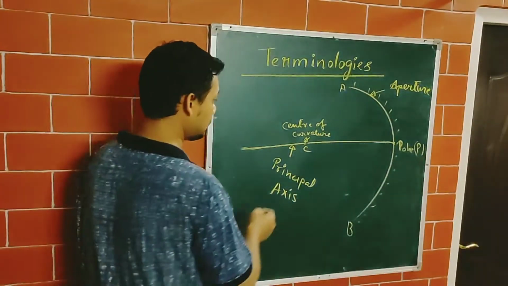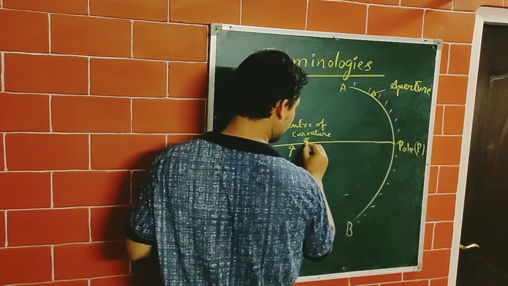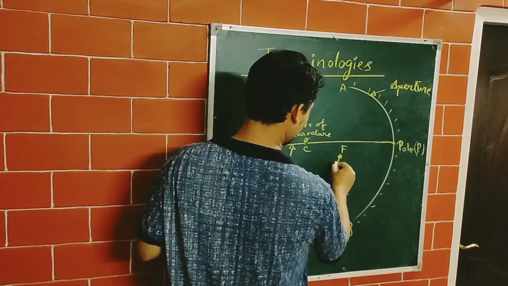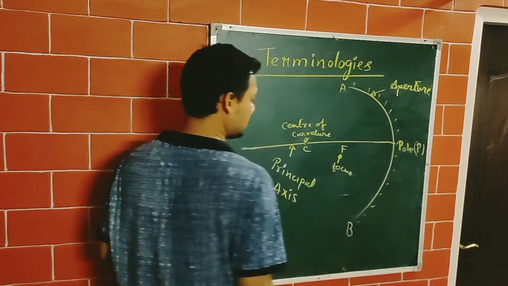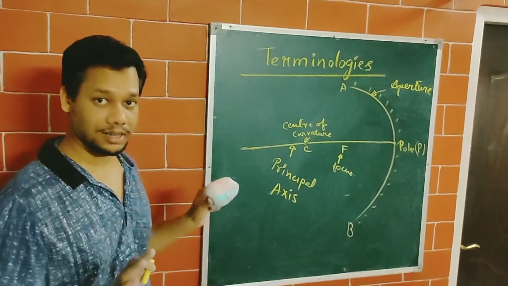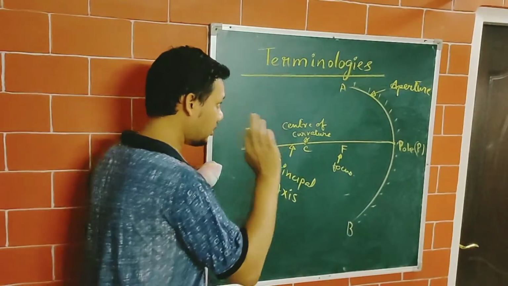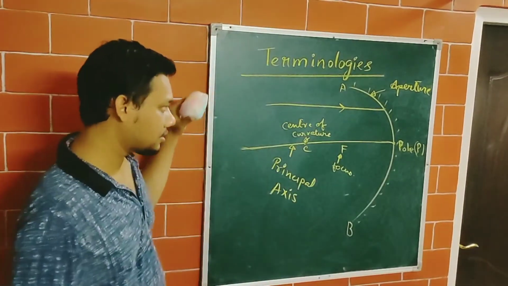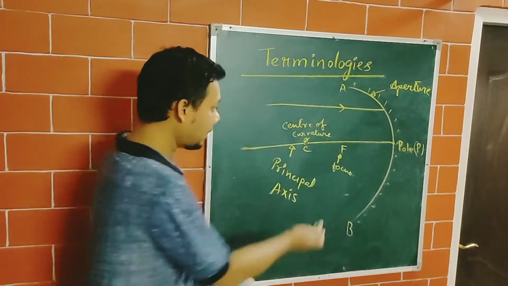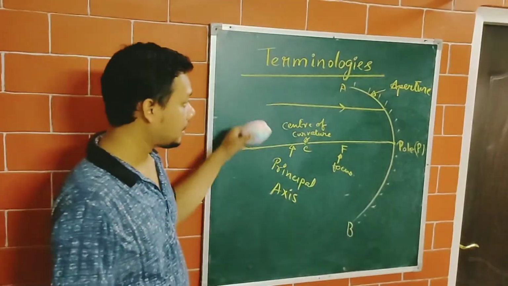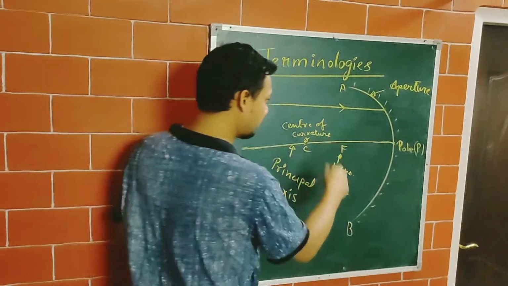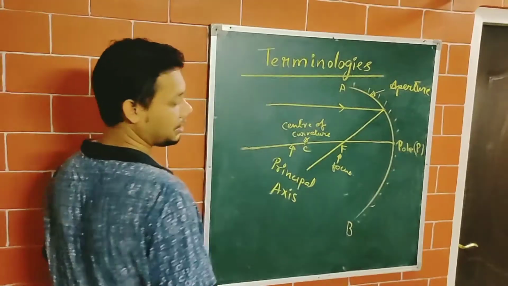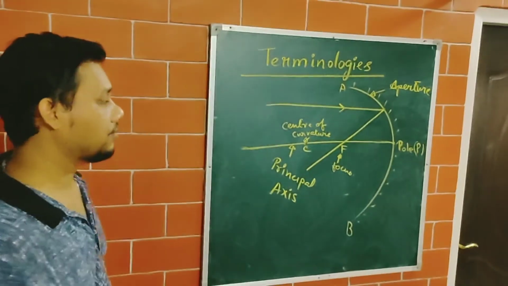Now the midpoint of pole and center of curvature is called focus. Focus. Now why focus is important? Because any ray of light that strikes the mirror, which is parallel to the principal axis, after reflection it will cut the principal axis at focus. So this is the importance of focus.